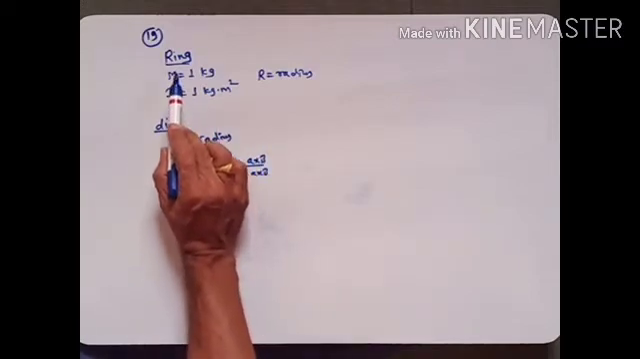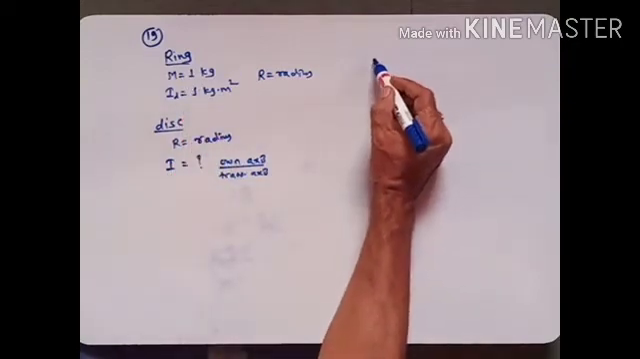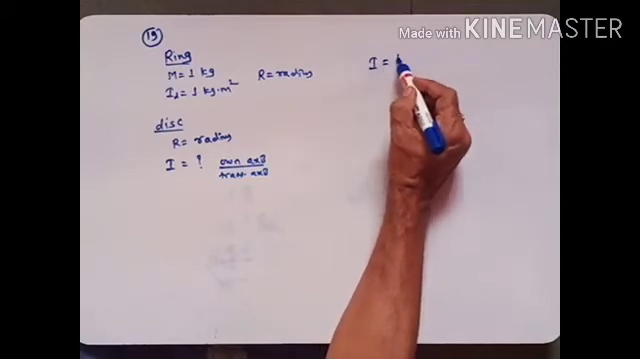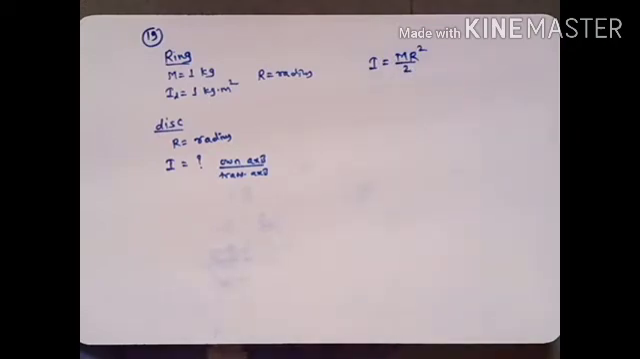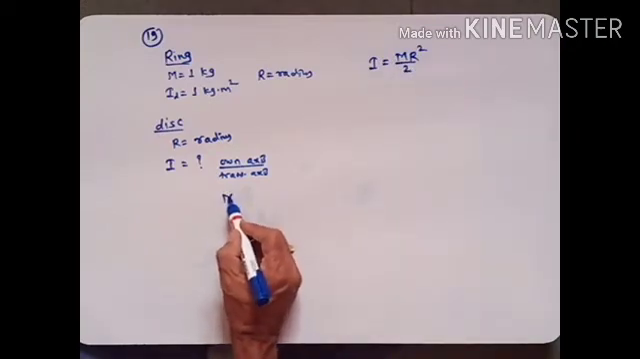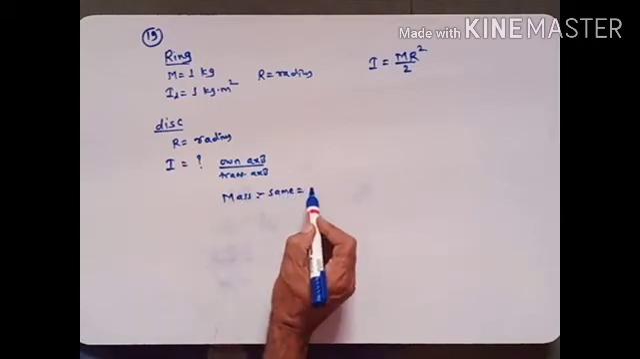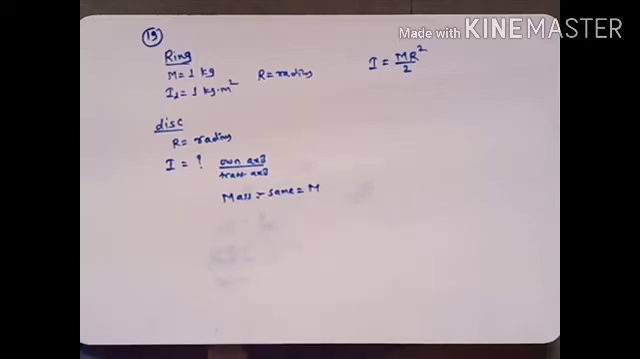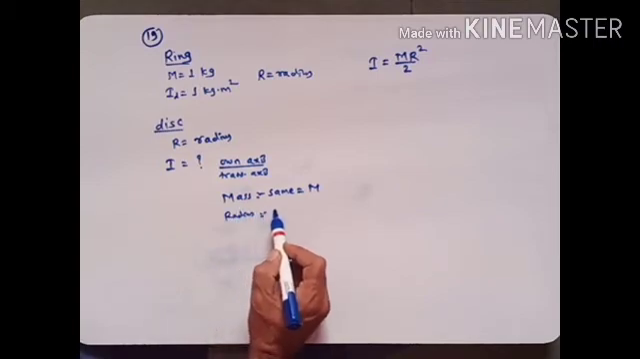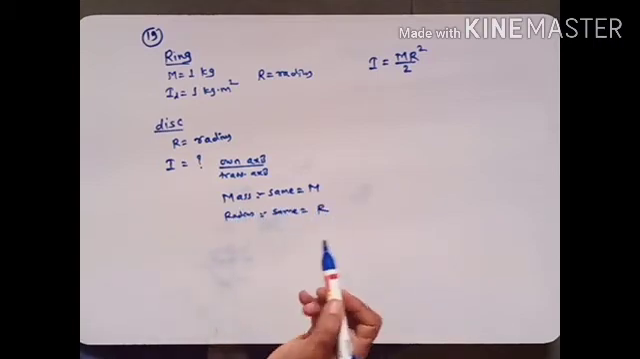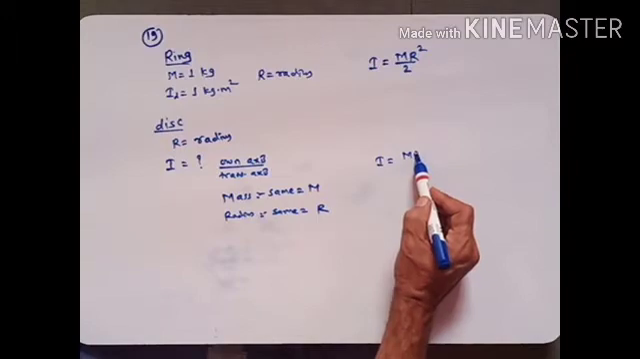Now here the moment of inertia of a ring rotating about its diameter can be given as I is equal to mr square upon 2. Here you see the mass is the same, which is equal to m, and the radius is also the same, which is equal to r. And about its own axis, we have the formula you know, that is mr square upon 2.